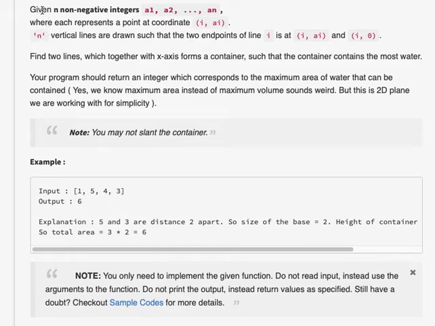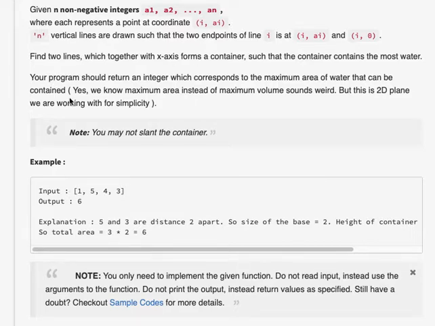Container problem. The problem starts with you getting a list of numbers. This list of numbers represents points on a coordinate system, and you want to find two lines that together with the x-y axis form a container. So what is the meaning of that?